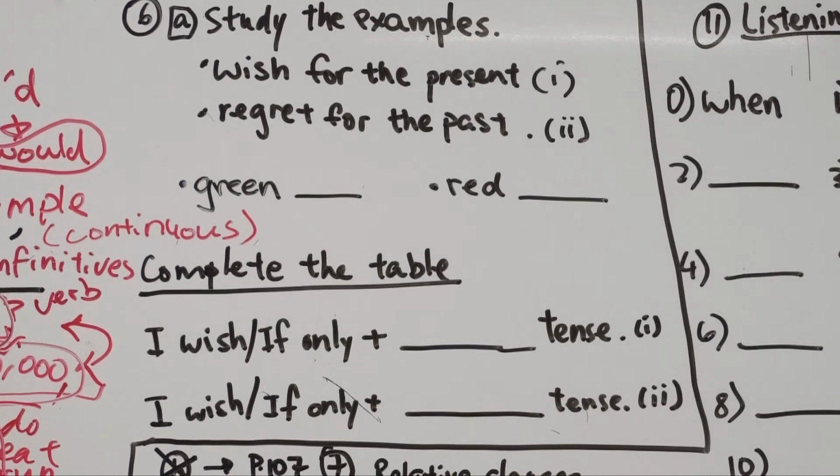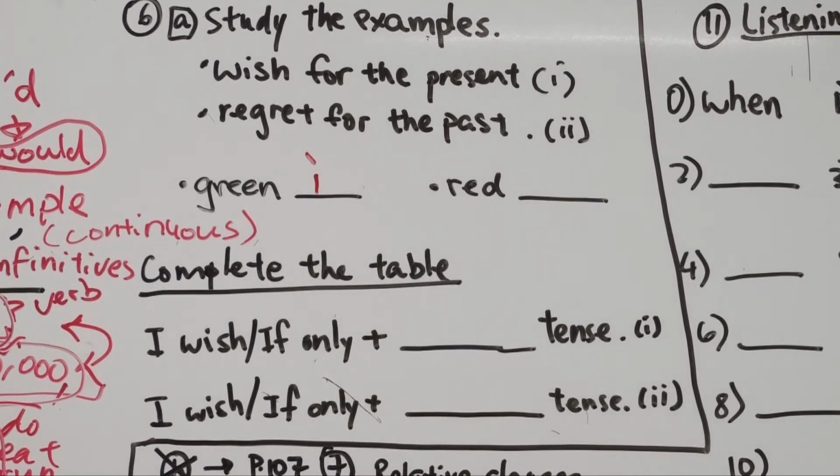Let's read the green bubble. I wish I had some friends. Versus the red bubble. If only I had played better. Which one is the wish for the present? Green or red? Green. Right, so we're talking about now, right?